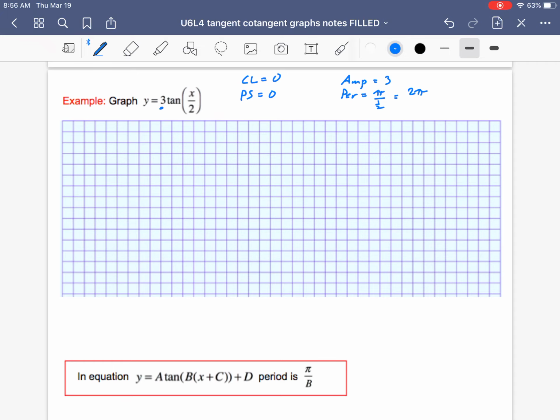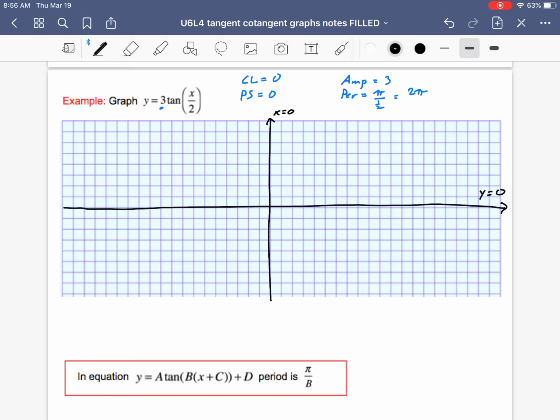So let's use black to make these first, the starting point. The center line is 0, and the phase shift is 0. So I am going to draw these out. It's not too good. Let's redo that. Let's draw these axes out. That's going to be good enough. Okay, so this is x equals 0, and this is y equals 0. Let me make this a little bit bigger.